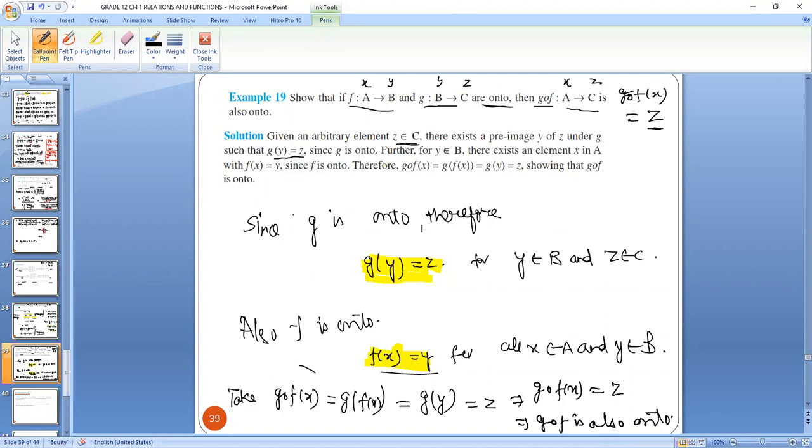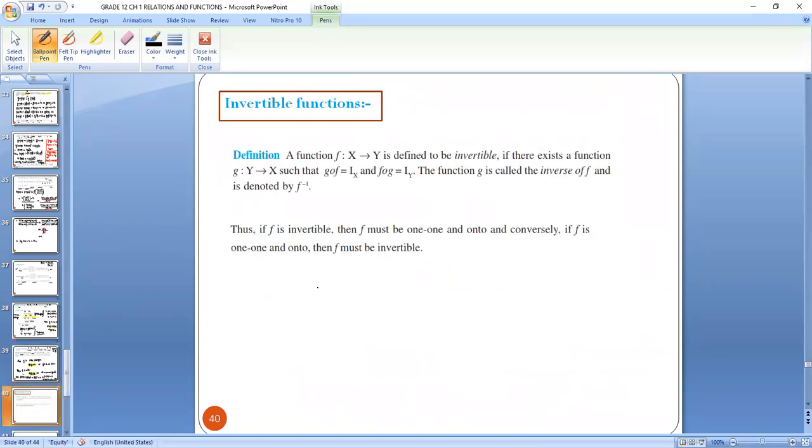So any doubt? We will move further. The next and last topic is invertible functions. A function F mapping from X to Y is defined to be invertible if there exists a function G mapping from Y to X such that G of F is equals to identity mapping X and F of G is equals to identity mapping Y.